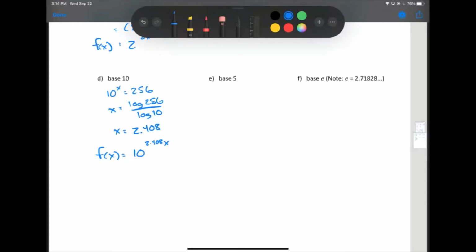For base 5, same trick. 5 to the x equals 256. Take the log on both sides, and we get log of 256 over log of 5.